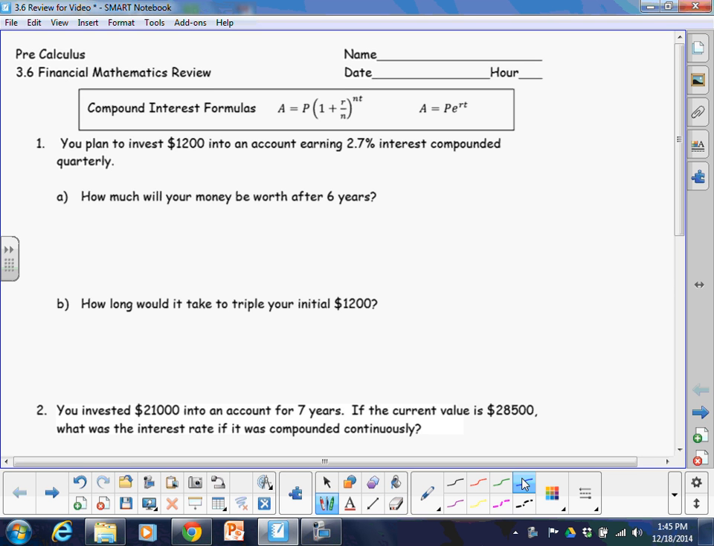So the first one, we're investing $1,200 into an account, 2.7% compounded quarterly. And we need to know how much it'll be worth in 6 years. So in this case, we're going to use the very first formula here because we're compounding quarterly. So that's giving us an end value of 4 times per year. And the other formula with the E in it, we only use for continuous compounding. So if you don't see the word continuous, we don't use that formula.